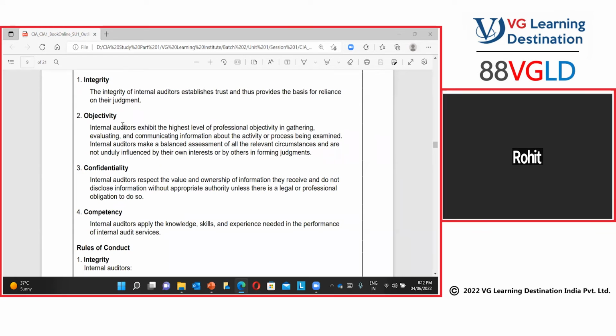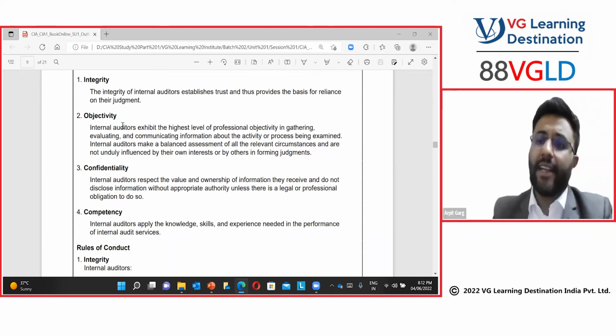Example 1 is clear? Second. Yes. Let's take the second example. Objectivity, the second example is, let's say, conflict of interest. Now, let's try to understand objectivity. The keywords are unbiased mental attitude and conflict of interest. Let's say we are auditing an area where the auditee or the process owner is a relative. In that case, again, if we are going to audit that area, it impairs the objectivity.